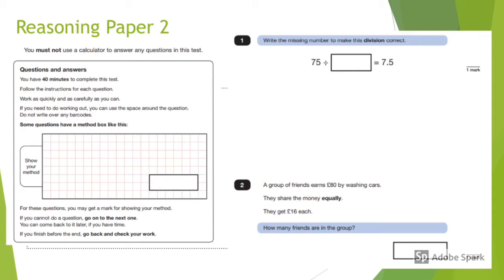The reasoning papers, there are 2 reasoning papers and they're both very similar to each other. They test the children's understanding and ability to apply their understanding to unfamiliar problems. Although we do spend some time practicing what the questions would look like, our mastery flow model that we use in school to teach maths helps to prepare the children for this.